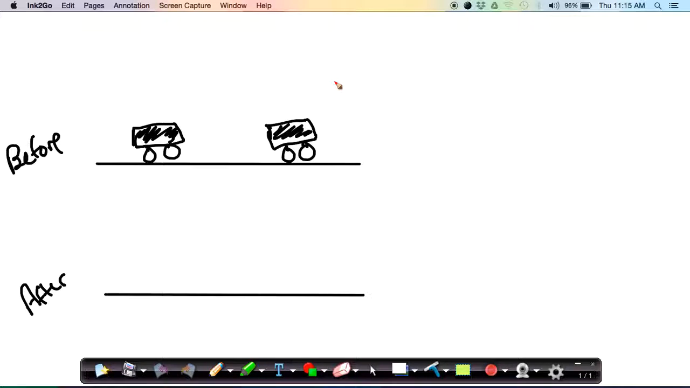So next, let's look at a slightly different situation. We still have our two cart system here, cart 1, cart 2. Let's say cart 1 again is moving to the right with some velocity v1. Cart 2, let's keep cart 2 at rest, v2 equals 0 over here.